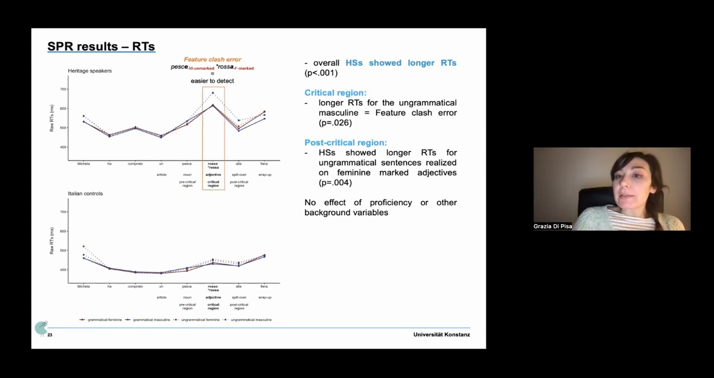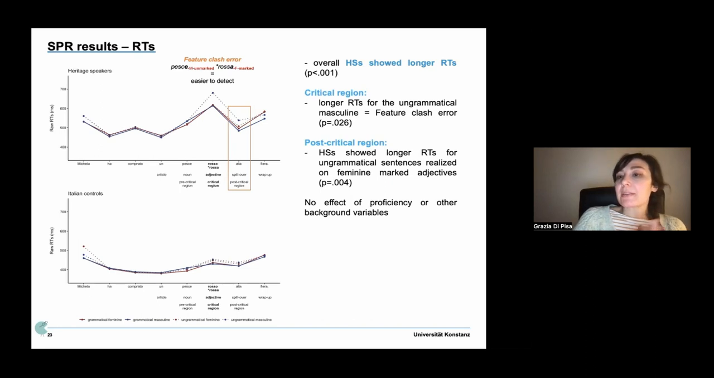Then in the area where we had the violation, what we found is that they really slowed down for the feature clash error, which is also the one where they were much more accurate. So that higher accuracy that we saw in the grammaticality judgment task came at a processing cost. They're really slowing down because, as I said at the very beginning, the error is easier to detect because it is also much more costly to process. And we can see that they're really slowing down.